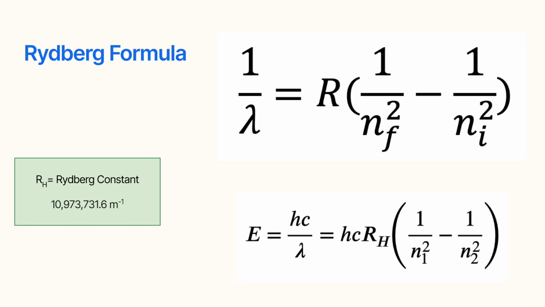He also has another formula which represents the wave number. Wave number is the reciprocal of the wavelength.